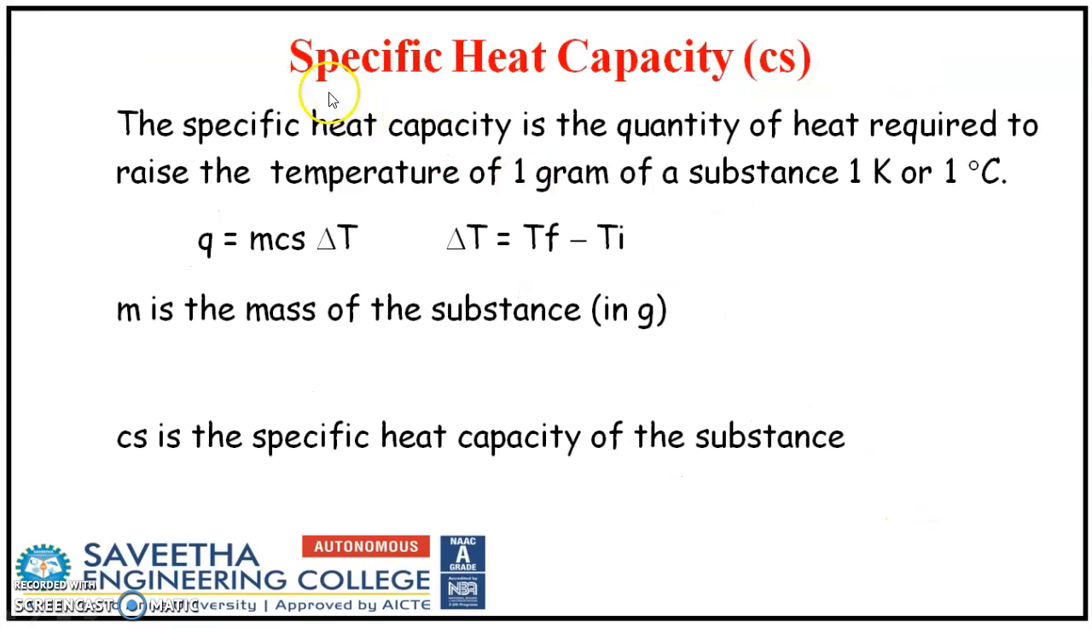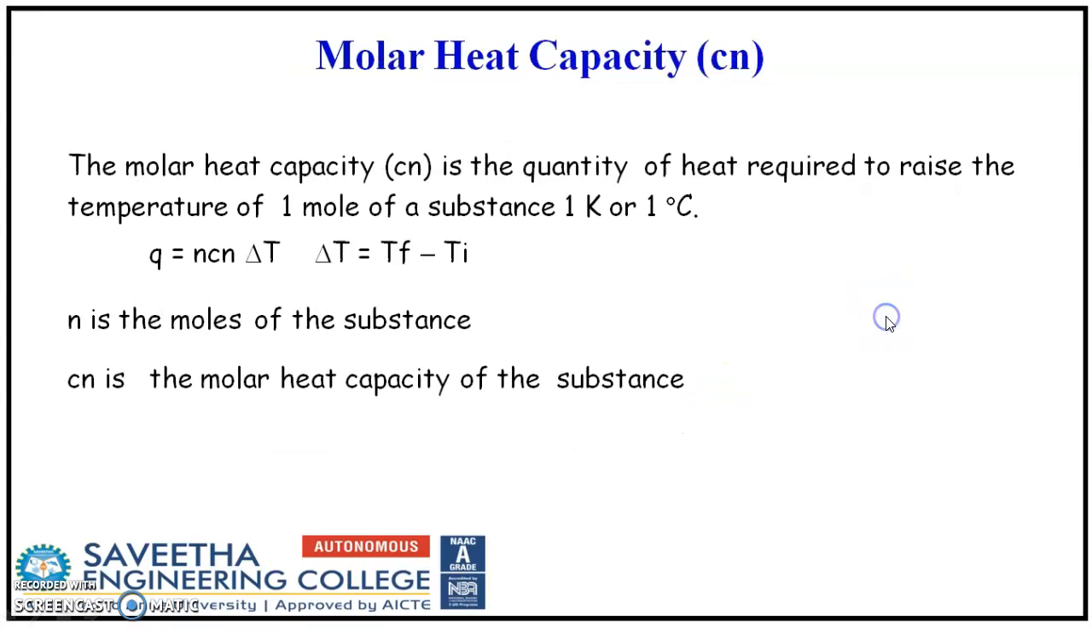The next is specific heat capacity, and it is defined as the quantity of heat required to raise the temperature of 1 gram of a substance by 1 Kelvin or 1 degree Celsius. Q is equal to m Cs delta T. Here also delta T is equal to Tf minus Ti, where Tf is the final temperature of the object and Ti is the initial temperature of the object, and m is the mass of the substance. Cs here is the specific heat capacity of the substance.